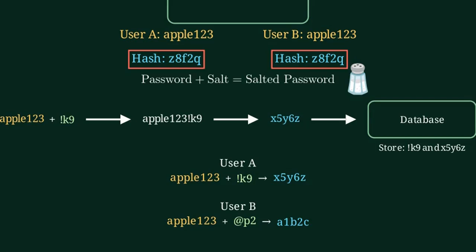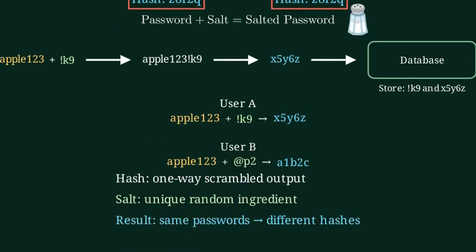Let's summarize. A hash is a one-way scrambled output. A salt is a unique random ingredient added to each password. And the result is that even identical passwords look different in the database, making attacks much harder.